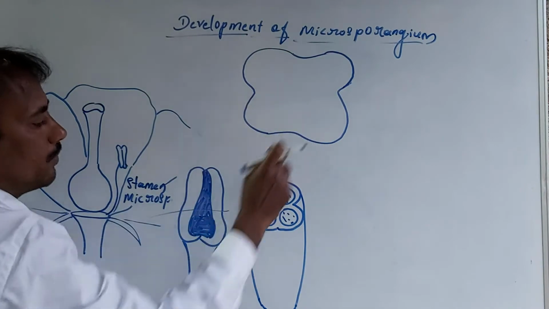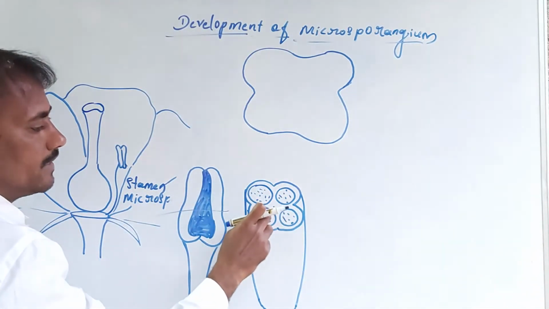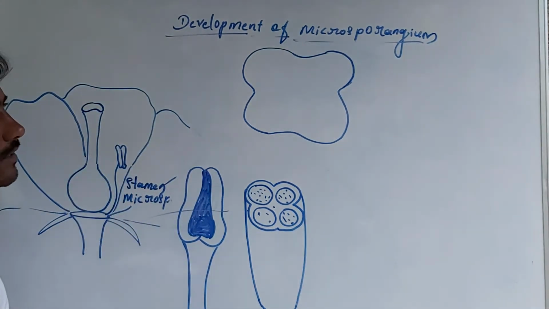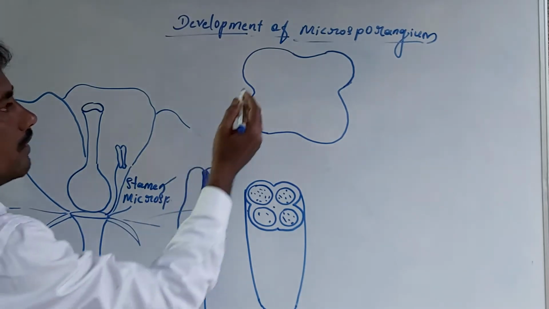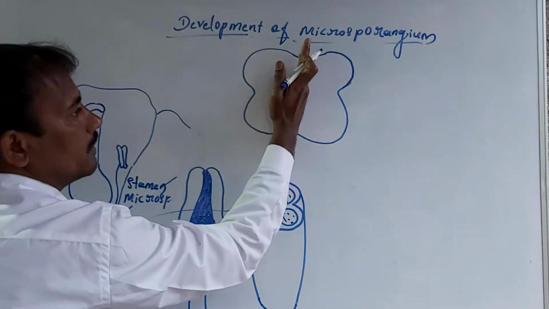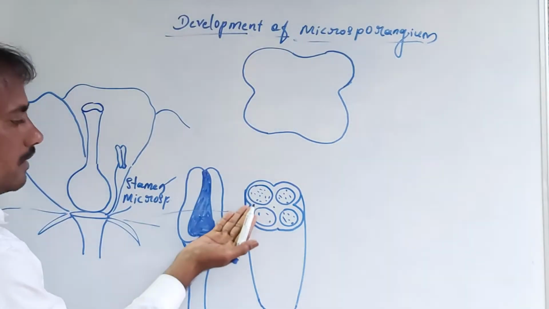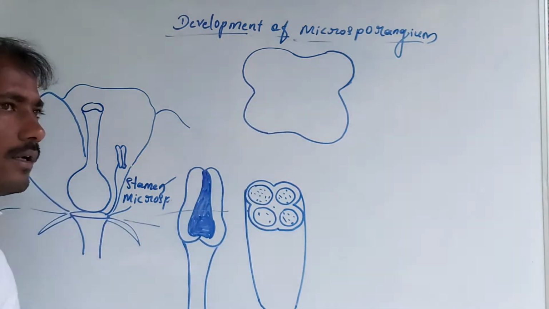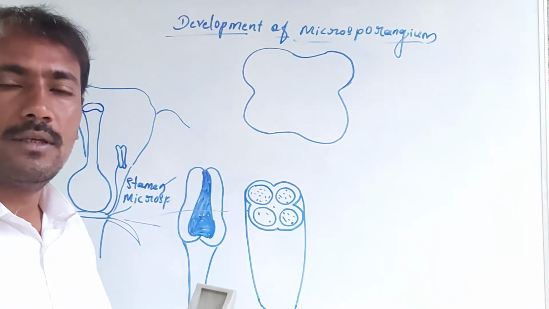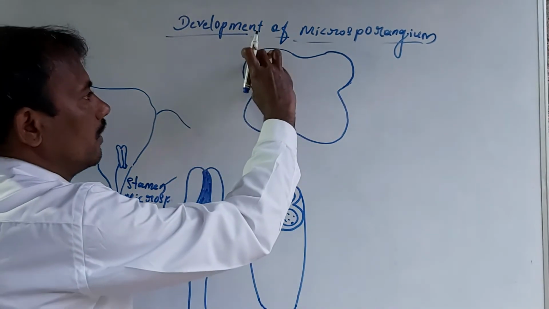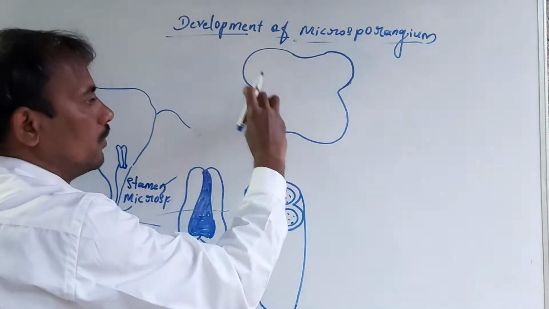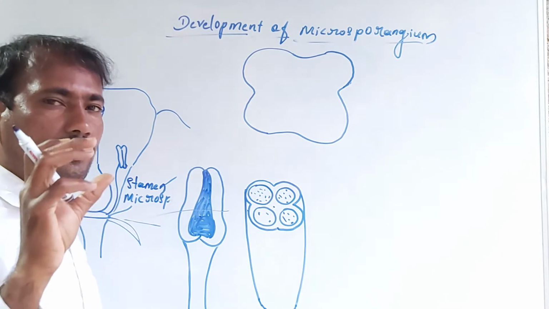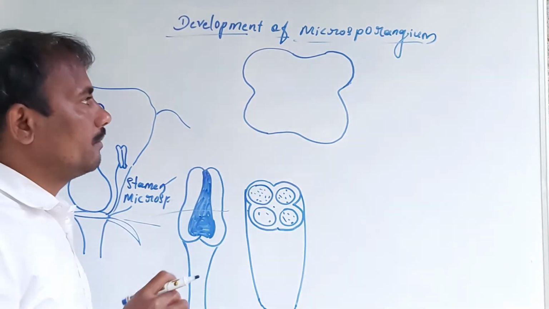Development of microsporangia begins on the thalamus of the flower in such a way that this is one lobe, this is another lobe of the anther of the microsporophyll. At a very early stage of the growth and development of the microsporangium, at each lobe, a homogeneous mass of meristematic cells becomes prominent. Means what?